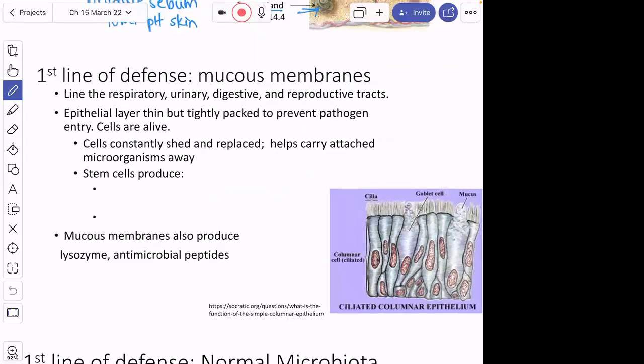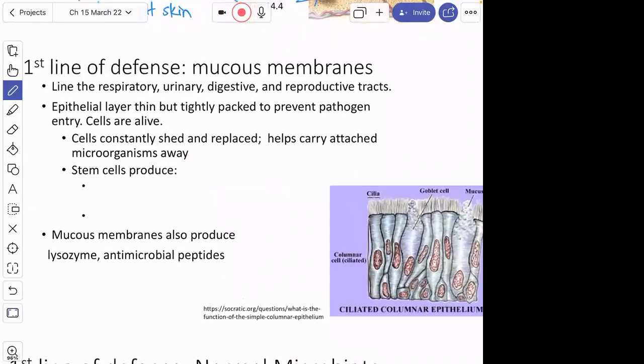We said that the mucous membranes were a more common portal of entry. We have defenses at mucous membranes, but they're more commonly breached by pathogens. The mucous membranes line all the different openings to our body: reproductive tract, digestive tract, urinary tract, etc. The epithelial layer of cells, which just means the outermost layer of cells that line it, are really tightly packed to prevent pathogen entry, but the cells are alive. They're still being constantly shed, though probably not as much as our skin or epidermis, and that does help carry microbes away.